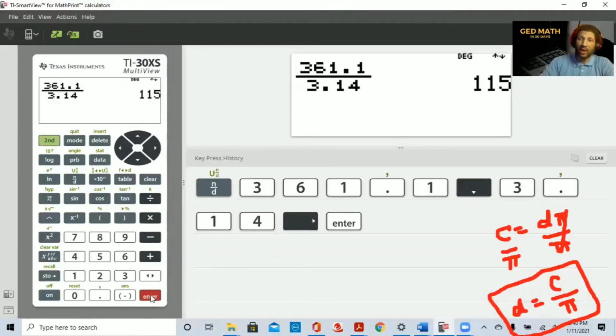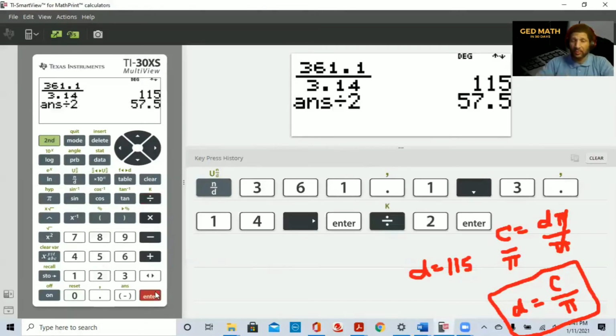What we realize is that our diameter, because remember, this time we didn't solve for the radius, we solved for d. So let me put it over here. Our d is 115. What you should realize is that the radius is half of the diameter. So now on our calculator, all we have to do is divide by 2. So we have our radius now, which is 57.5.